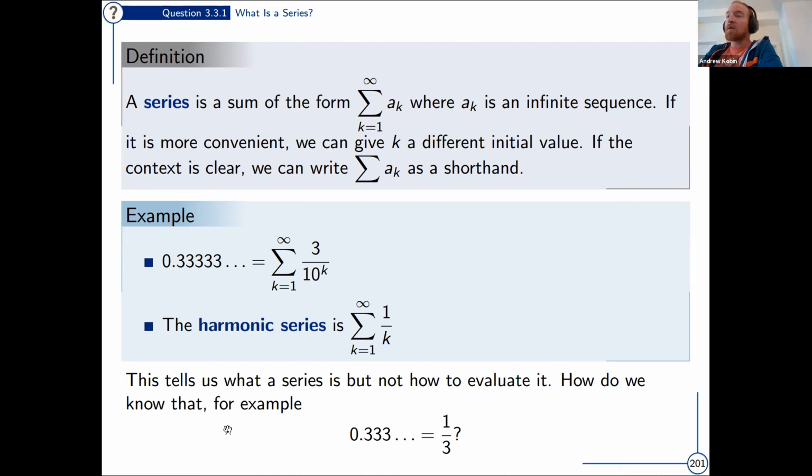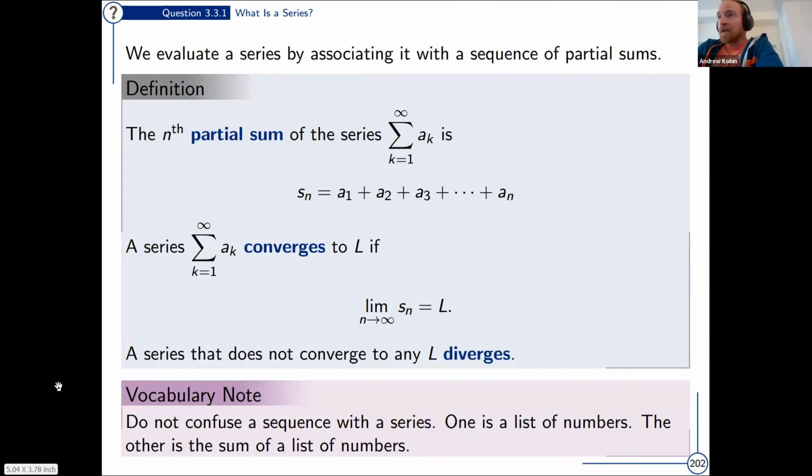So this tells us what a series is. It's a sum of the terms in an infinite sequence, but it doesn't tell us how to evaluate it or how to assign a number like 1/3 to a series like this. So for example, how do we know that that series is 1/3? How do we know that if we add up infinitely many terms of the form 3 over a power of 10, that we get 1/3? So the true definition of a series is in the form of its sequence of partial sums.